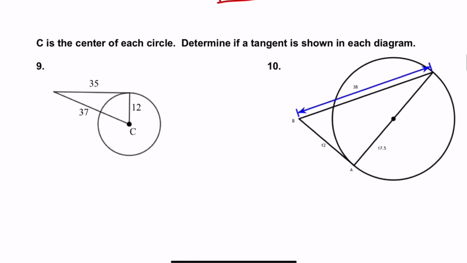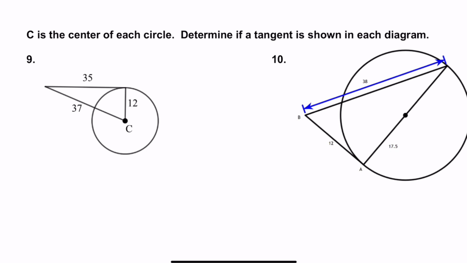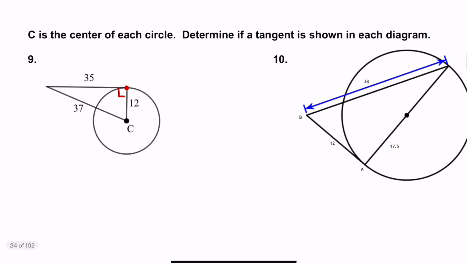Okay, number 9. If this is a tangent line, right here, it's going to make a 90-degree angle, which makes a right triangle right here. Now, every right triangle has a special property of Pythagorean theorem. A squared plus b squared has to equal c squared. If this is a right triangle, then this will be true.